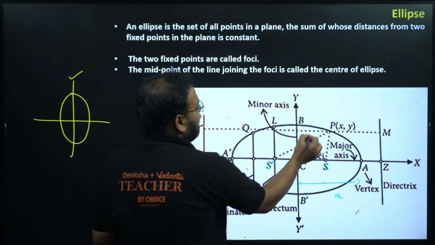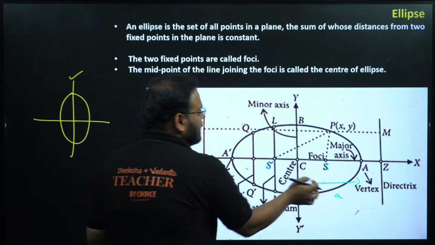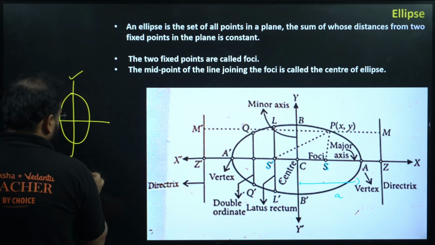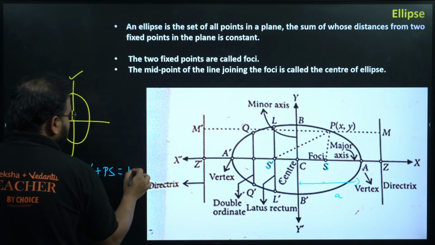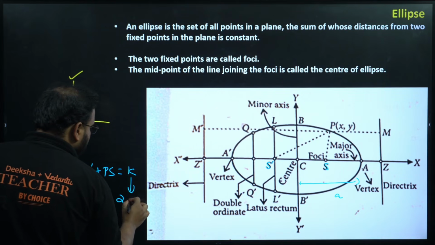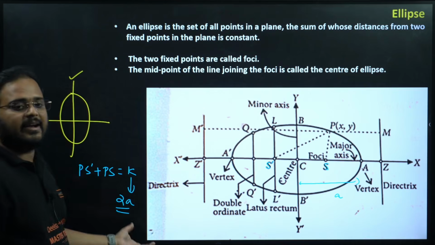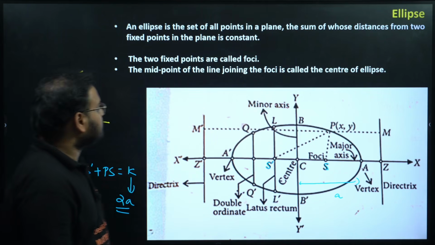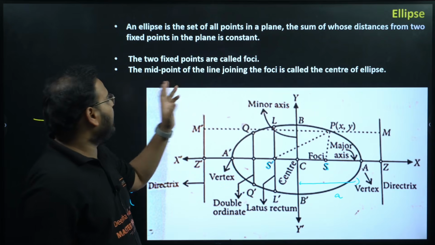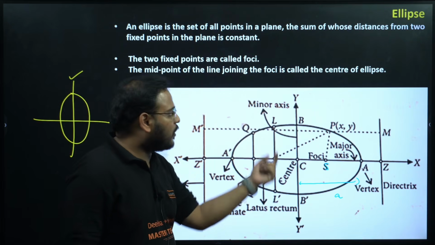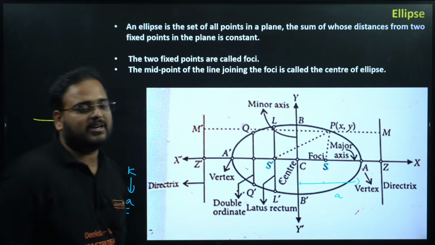Means if I take a point over here P, then PS dash and PS, the sum of this is always a fixed value, and this value is actually always 2a. Okay, we'll learn it later, but this is always 2a. Got it? And these fixed points are called foci. The midpoint of the line joining the foci is called the center of the ellipse. This point is the center of the ellipse.